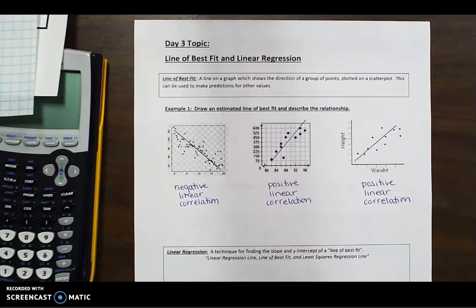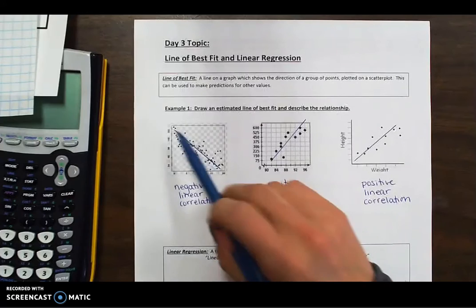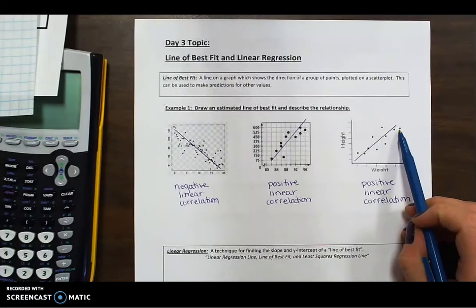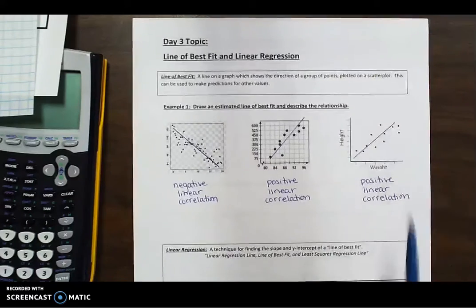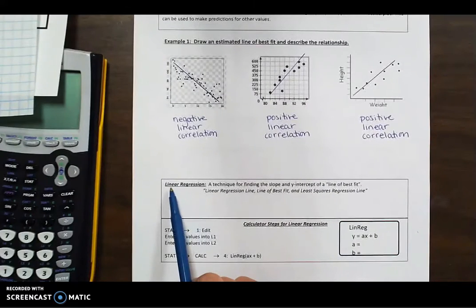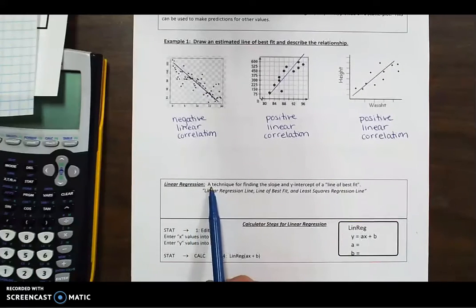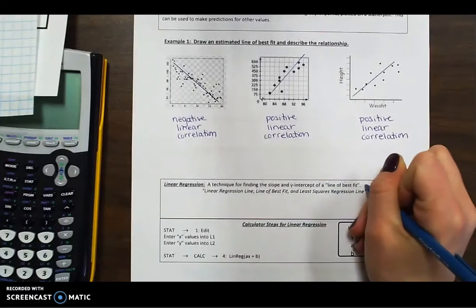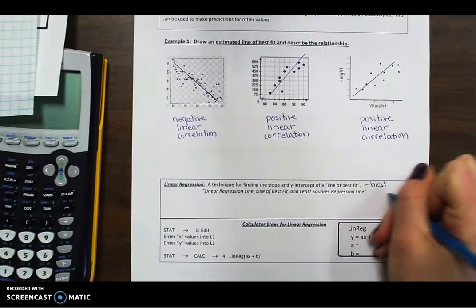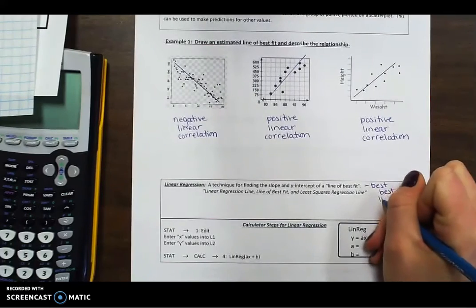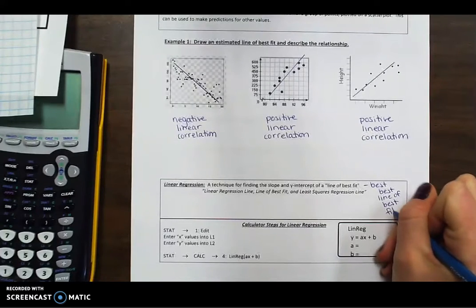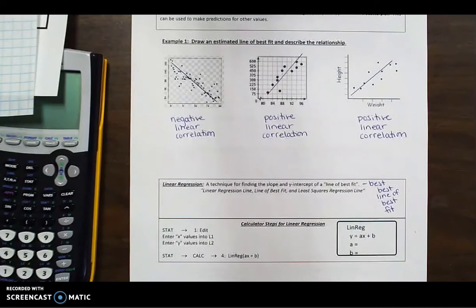All right, so this year in mathematics, instead of just guessing where our line of best fit is going to be located, we're going to actually calculate a perfect linear regression. A line of best fit can also be known as a linear regression. This is a technique for finding the slope and the y-intercept for a line of best fit, and this is going to be the best line of best fit.